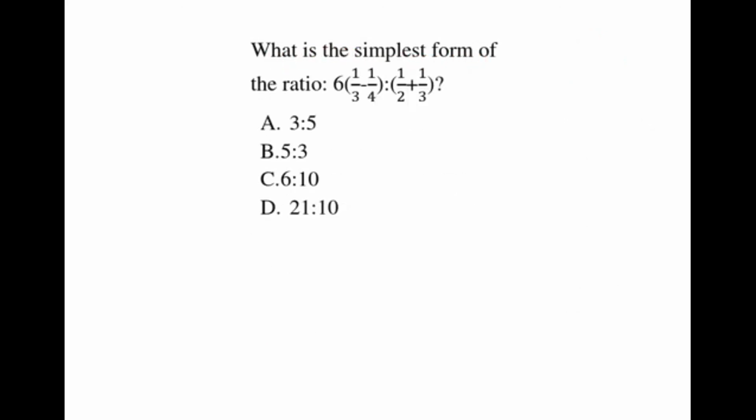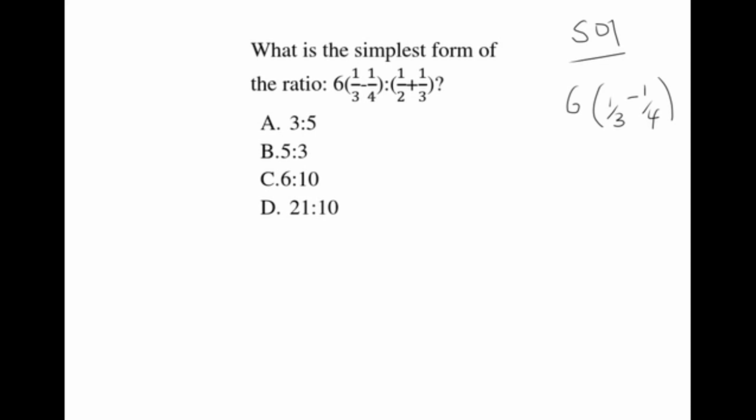What is the simplest form of the ratio 6 in brackets 1/3 minus 1/4 in brackets over 1/2 plus 1/3 in brackets? Solution. We have 6 brackets 1/3 minus 1/4 brackets. First, let us get the LCM of 3 and 4, because here we are going to work what is inside the brackets first.